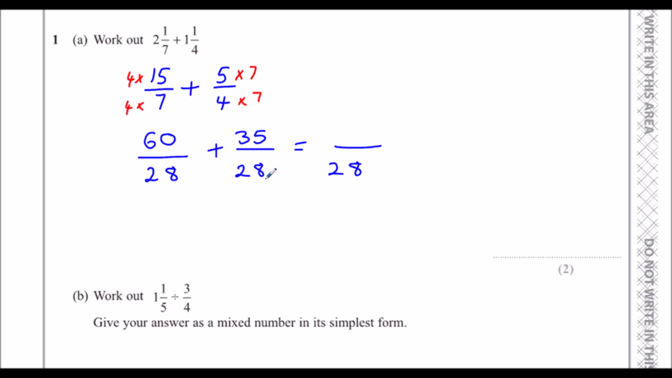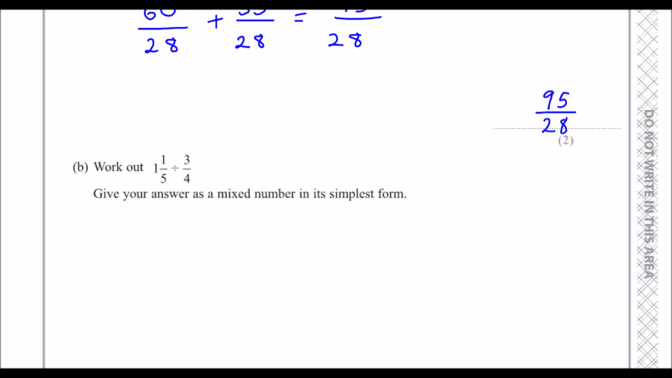I'm adding 28ths. I've got 60 of them, plus 35 of them. So I've got 95 28ths. The question doesn't say simplify your answer or give your answer in a certain form. So 95/28 is our answer.